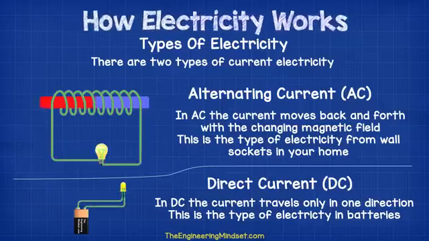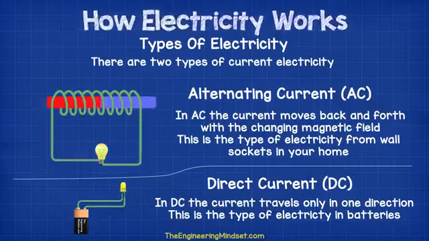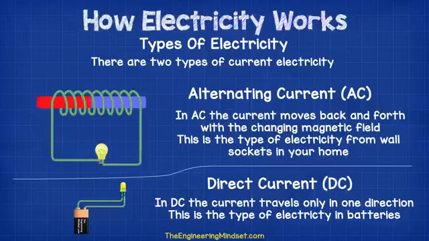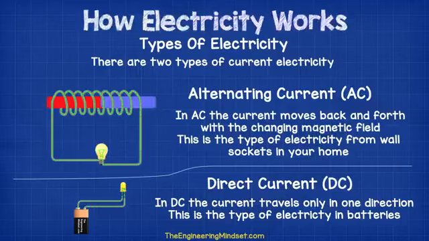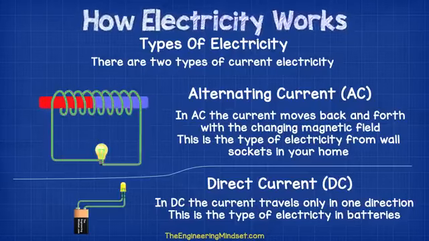So the last part I want to cover in this video is that there are two types of current electricity, that being alternating current or AC, and then direct current or DC. Alternating current simply means that the current flows backwards and forwards in a circuit as the terminals are constantly reversed. This is a bit like the tide of the sea. It goes in and out, in and out, so that it's reversing constantly.